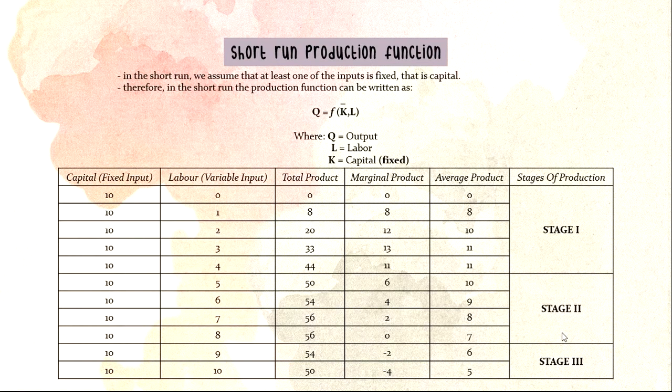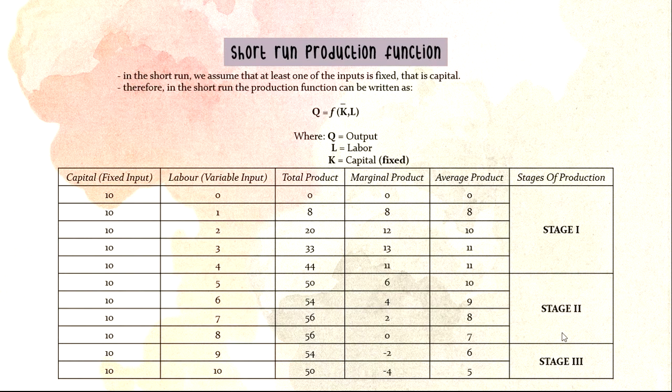Another example is the total product of 50. The average product is 10, and the labor, which is the variable input, is 5. So 5 times the average product of 10, we get the total product 50.